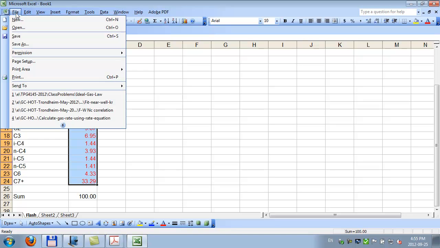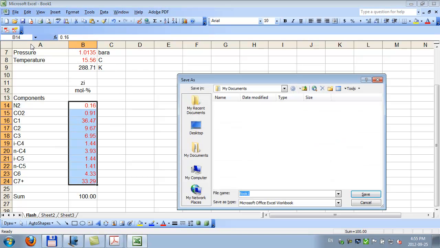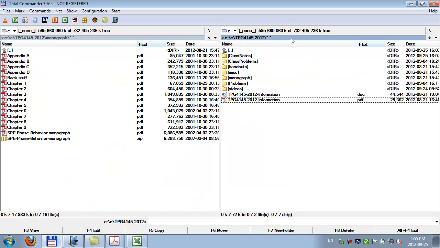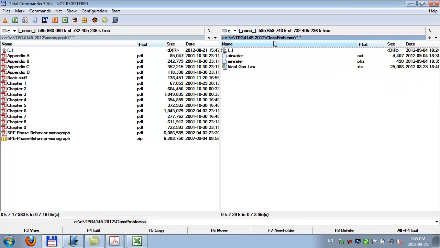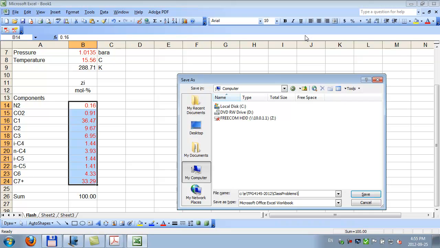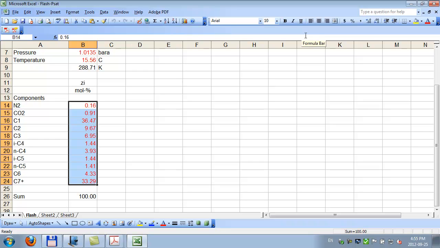And at this point, because it's Microsoft Windows we're using, we need to put it over there, and this is going to be Flash PSAT. Okay, so we've got the file there.